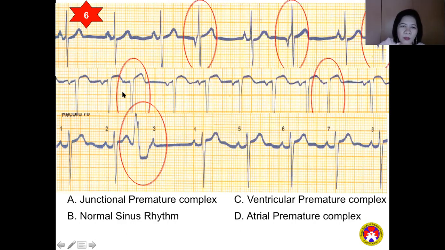How about this one? So here we see another premature beat, but the difference is, look at the P wave. It is still upright. It is different from the rest of the P wave. So this is a premature atrial complex. So it came from the atria. About this one, we see a wide, bizarre looking QRS with a T that is opposite in deflection. So this is a premature ventricular complex.